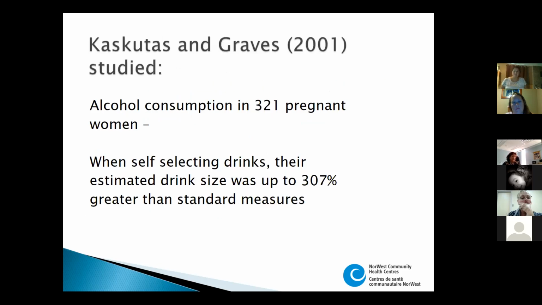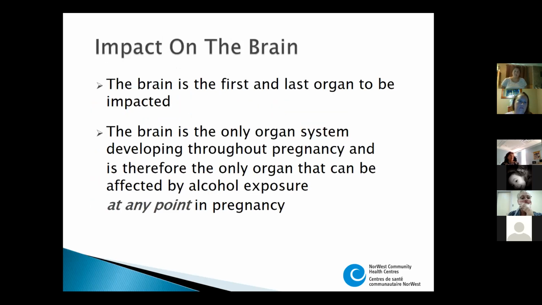And the impact on the brain. We know the brain is the first and last organ to be impacted. We know that the brain is the only organ system developing throughout the pregnancy and is therefore the only organ that can be affected by alcohol exposure at any point in pregnancy. So if mom doesn't use alcohol for the first 6 months, but uses it for the last 3 months of pregnancy, there can still be impact on the brain and damage.